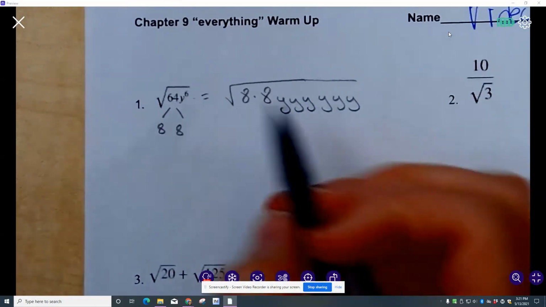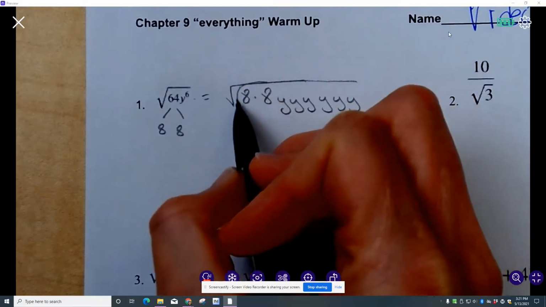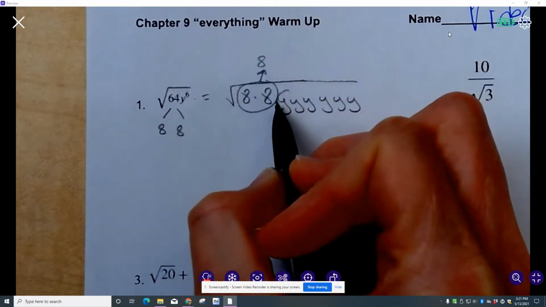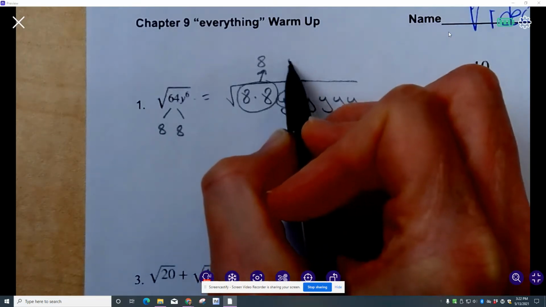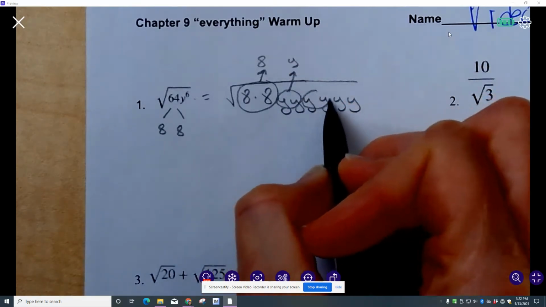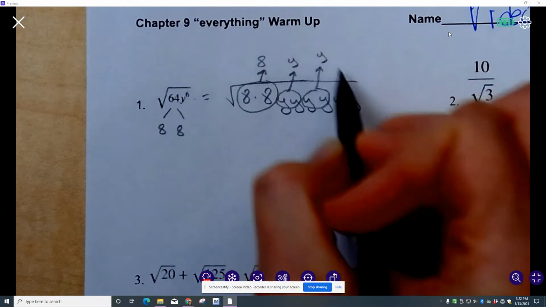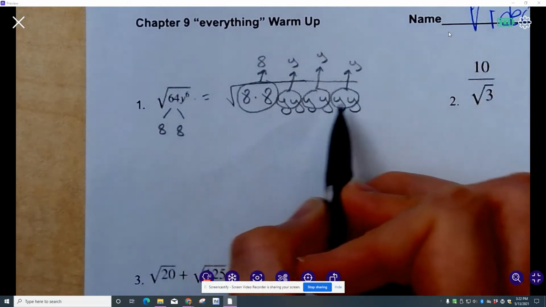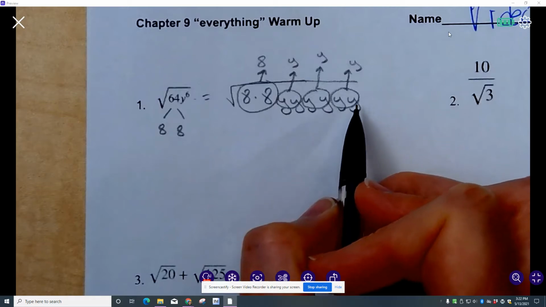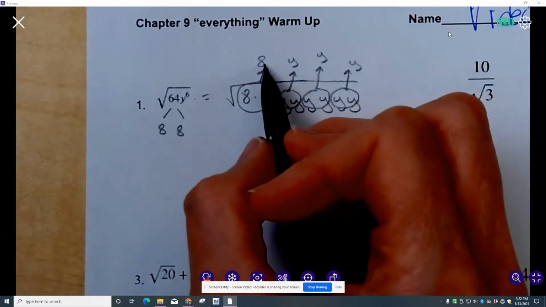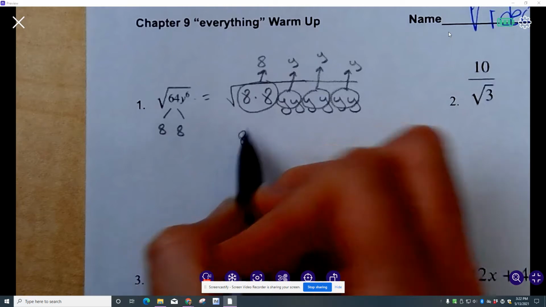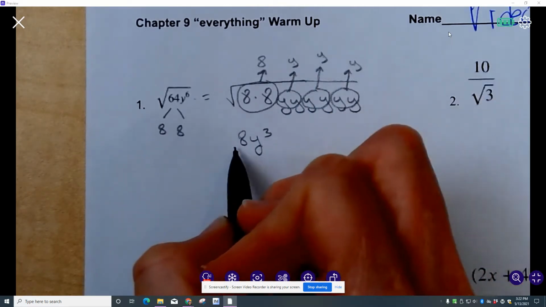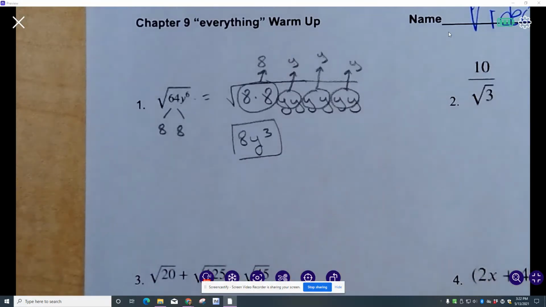And remember, it's a square root, so I need groups of 2 for a jailbreak. So 1 8 will get out alive there. 1 y, circling all my groups of 2, another y, circling my last group of 2. I've circled everyone in the jail, so that means the jail is empty. I no longer need it. Outside the jail, I have an 8 and 3 y's, so that's y to the third power. So that is fully simplified.